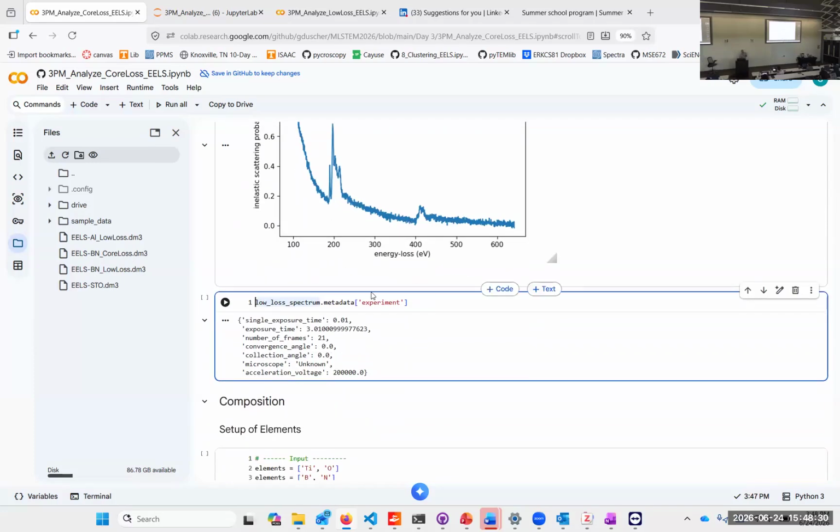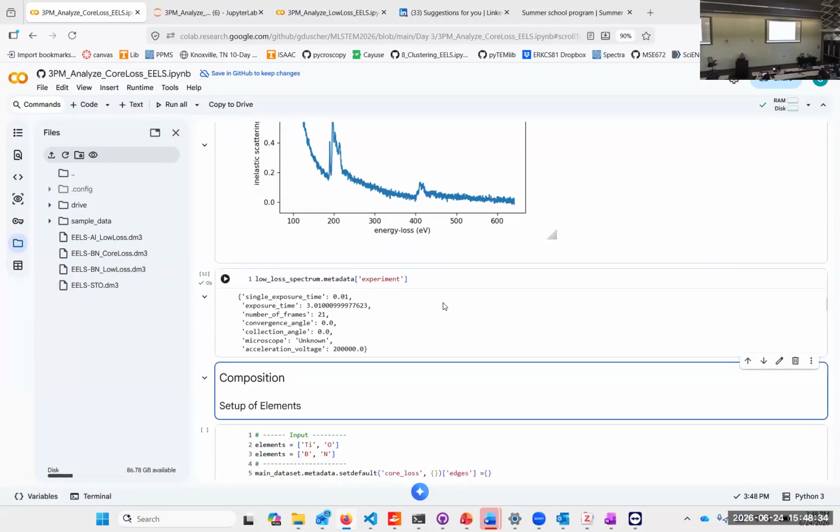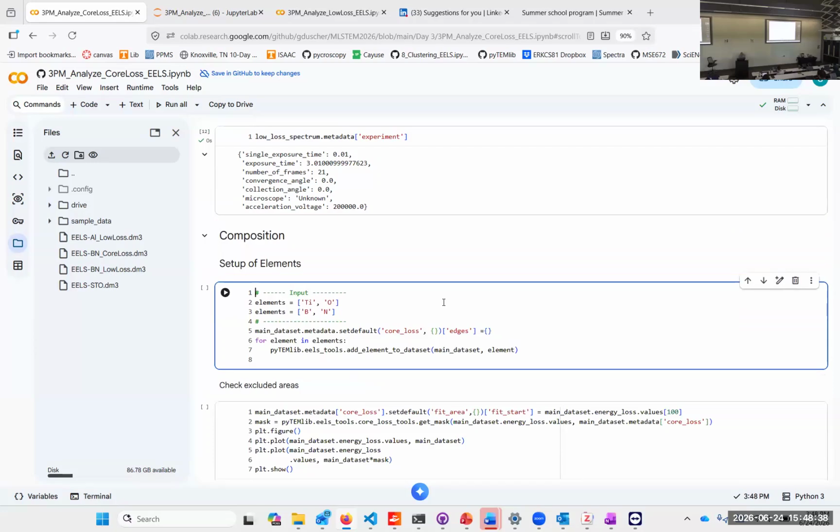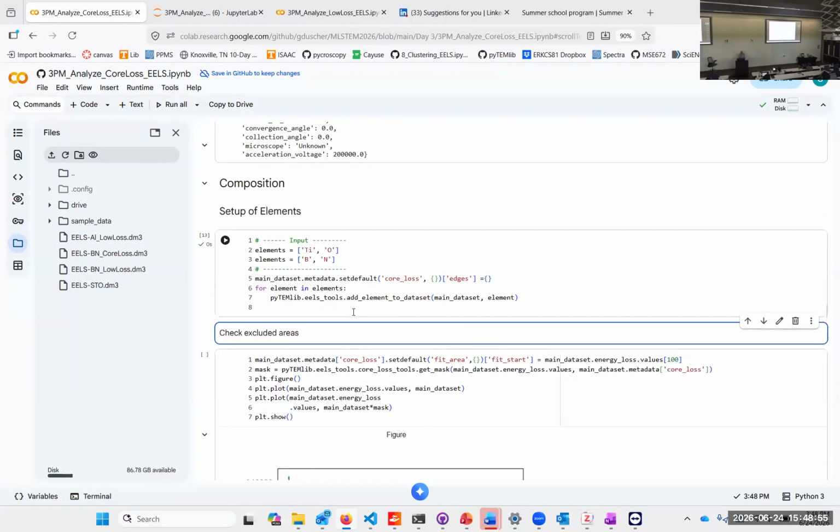So we have to have a decent amount of counts. The metadata are here for the low loss. Okay, I didn't get any of the intensity. The elements that I want to look at are boron and nitrogen. I left strontium titanate in here, so if somebody wants to play with that, you have some pointers on how to do that.